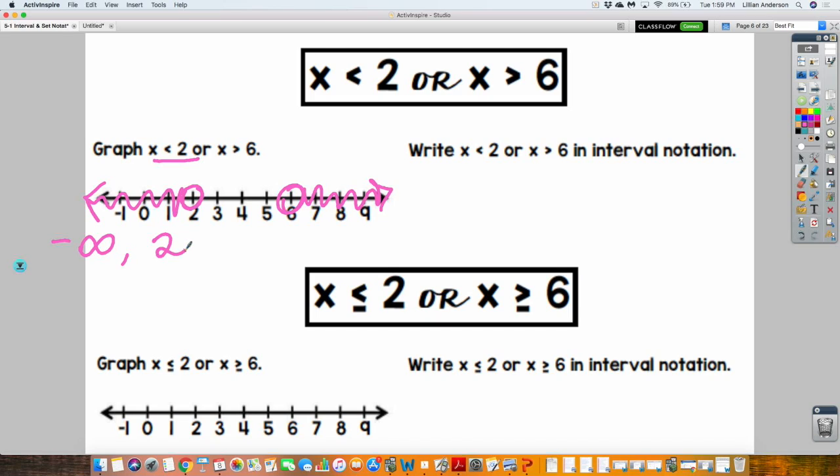All the way to? 2. What's around at negative infinity? Parentheses. And around the 2? Parentheses. Still parenthesis. What about this part? You start where? 6. And go all the way to what? Infinity. What goes around the 6? And infinity. You're not done though. You have to connect them together. What do you use to connect them?